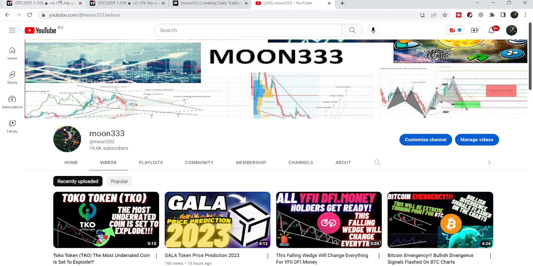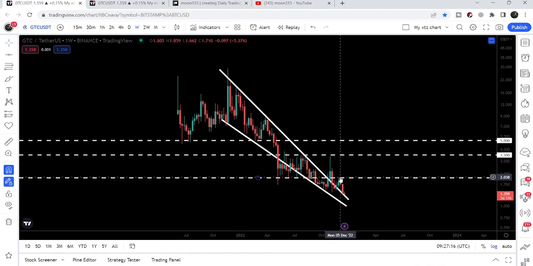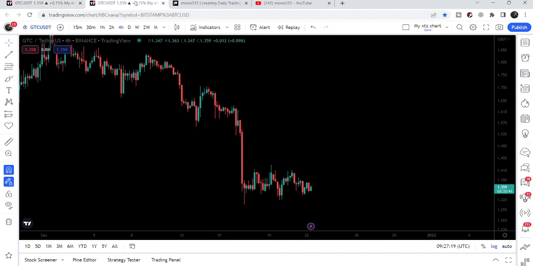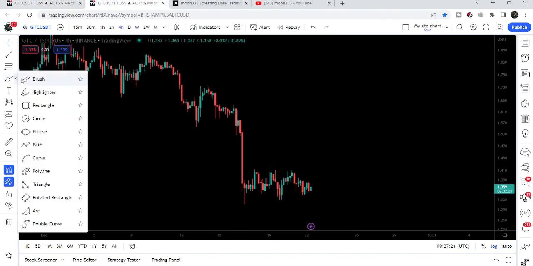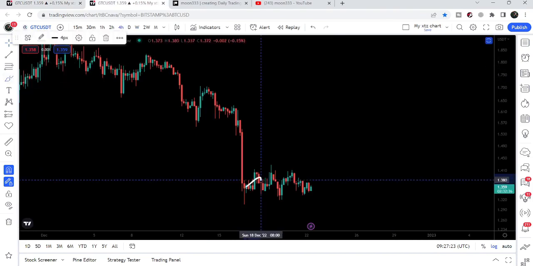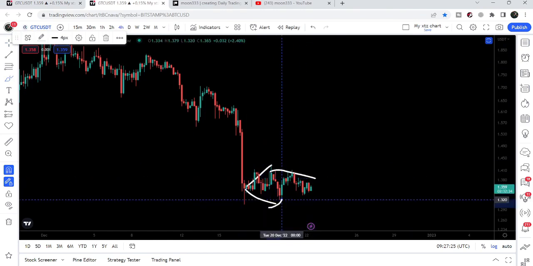In today's video, I would like to show you once again this breakout from this falling wedge pattern. And on the smaller time frame chart, GTC has formed a diamond bottom pattern. And in today's video, we will also take a look at this move as well.